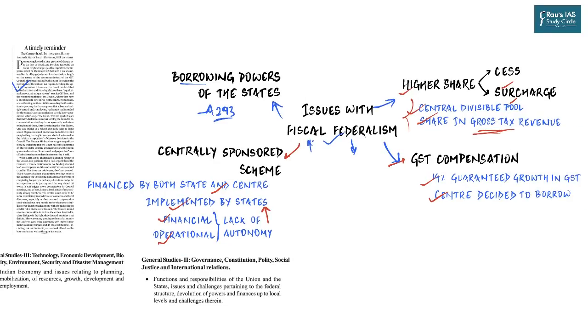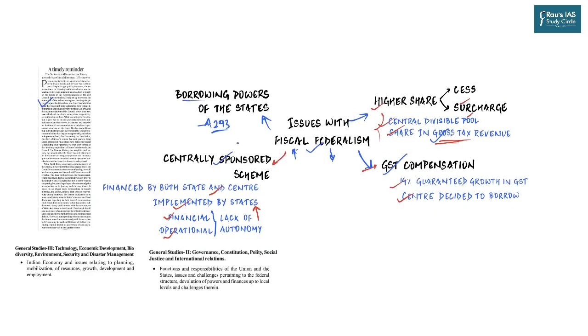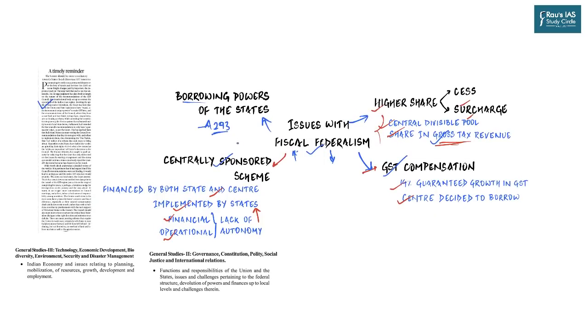Whether we talk about the increasing share or proportion of cess and surcharges in the gross tax revenues, which do not become part of the divisible pool, or the lack of GST compensation cess from the central government to the states, or the increasing role of centrally sponsored schemes in the overall fiscal horizon, or limiting the powers of the states to borrow from the market. All of them are trends which indicate increasing centralization of the financial resources of our country.